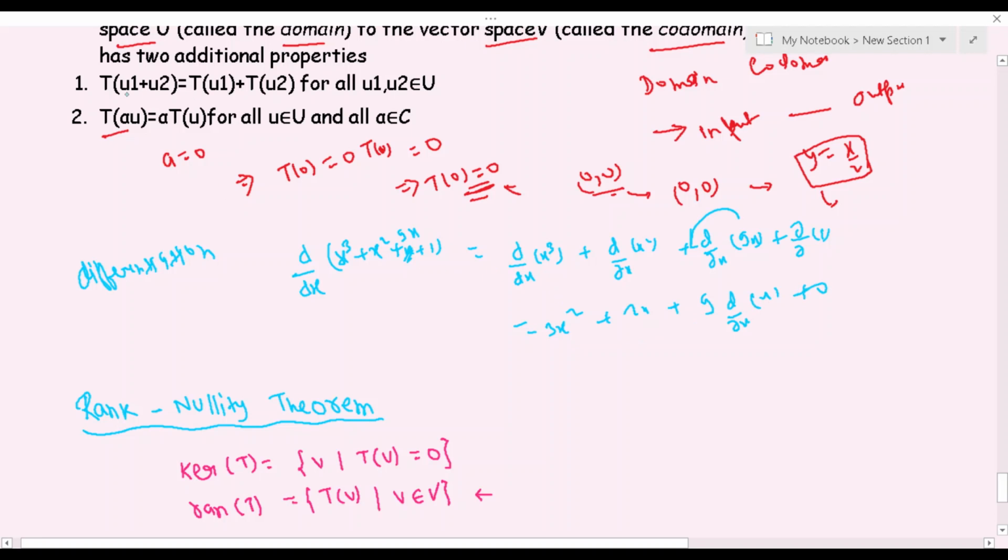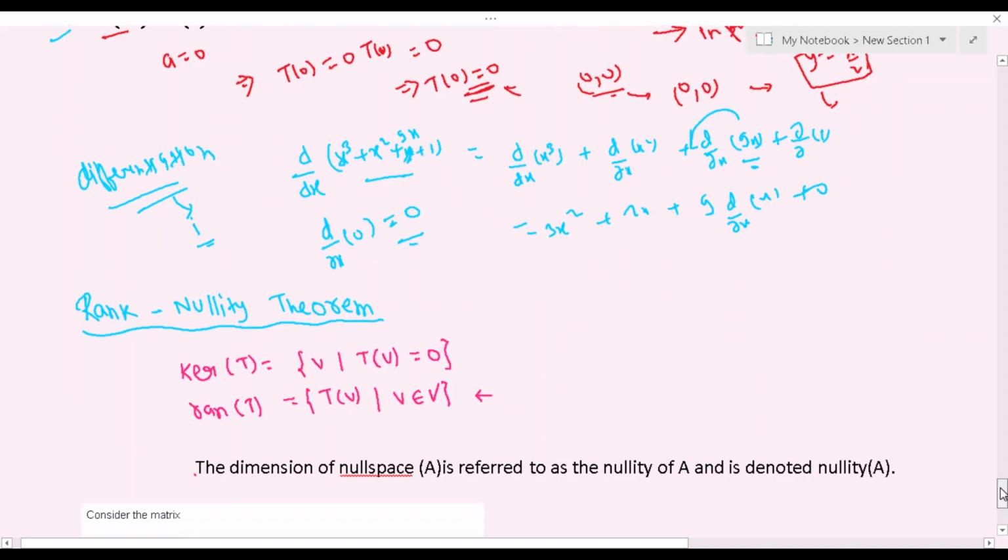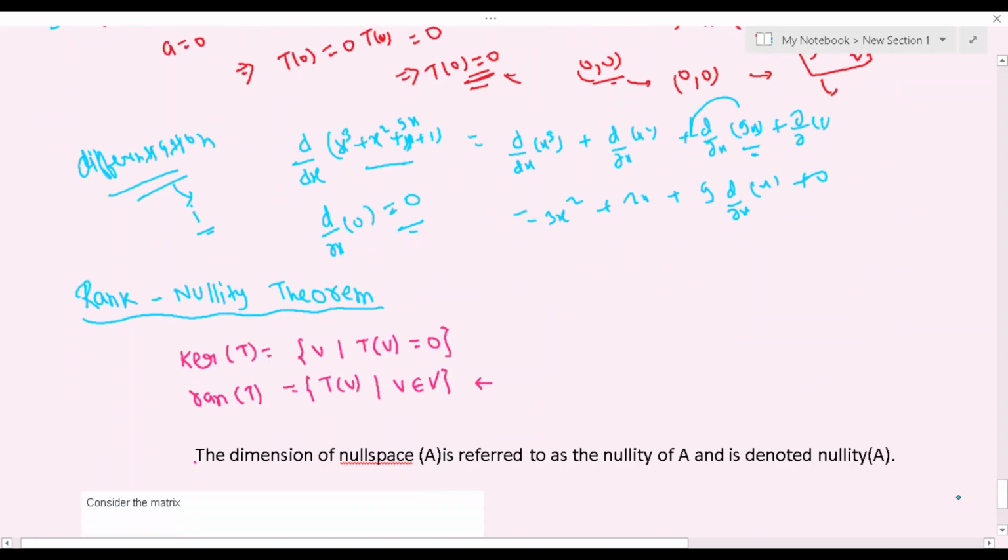So the first condition is satisfied here, and the second condition is also satisfied here. So differentiation is a case of linear transformation. Okay, hope you have understood the linear transformation. And you can also see the differentiation of 0 is nothing but 0. So this condition is also satisfied here. Okay, hope you have understood what a linear transformation is.